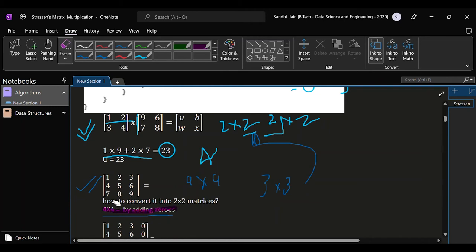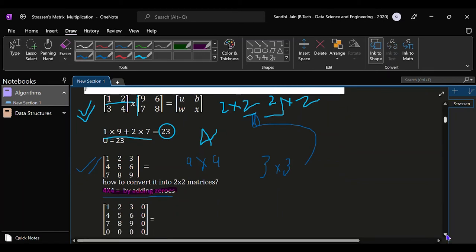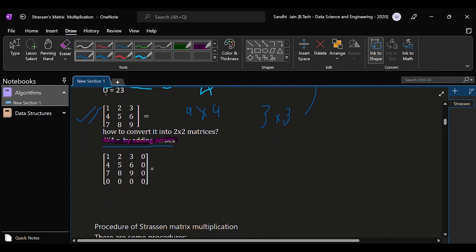basically approach ये होगा. Okay, so by adding zeros we are going to convert it, so this 1 2 3 4 5 6 7 8 9 is converted into a 4 cross 4 matrix. Okay, this is a 4 cross 4 matrix में conversion है. Now how we are going to divide it into 2 cross 2 matrices? So the basic simpler procedure is this is divided into this way.